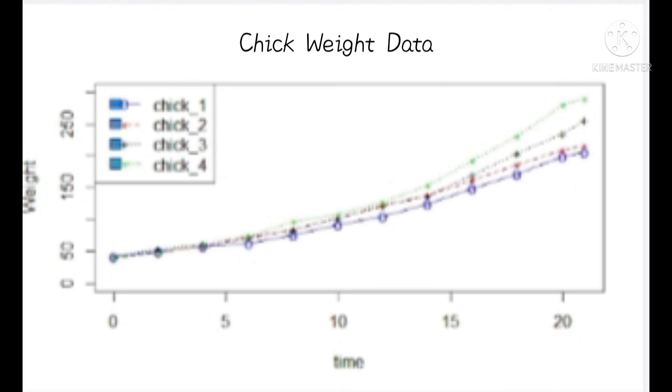As you can see on the screen, we have the chick weight data plot, wherein we have time and weight, and also 4 lines: chick 1, chick 2, chick 3, and chick 4. It also shows that the data tends to be increasing, or tends to be improving.